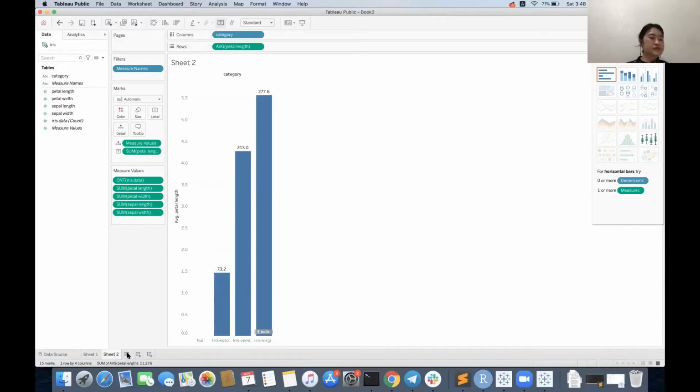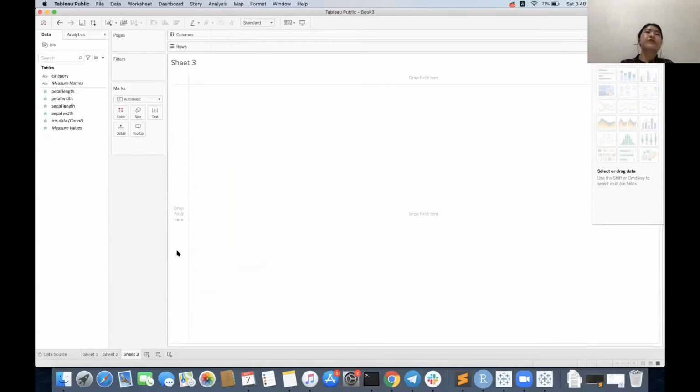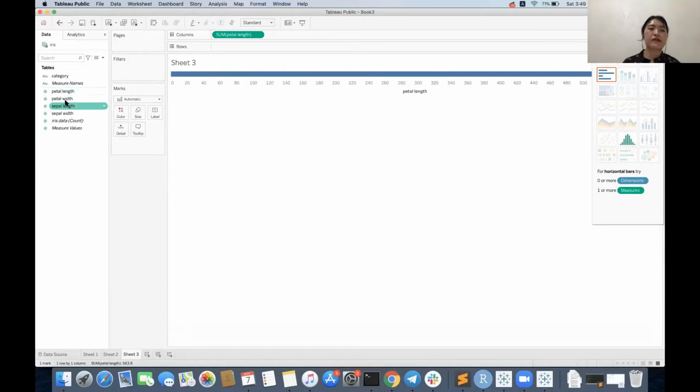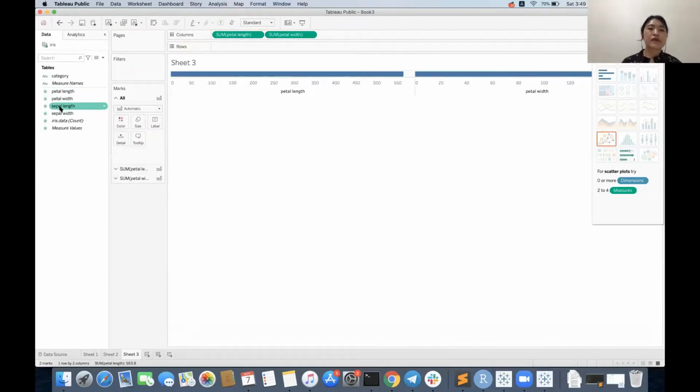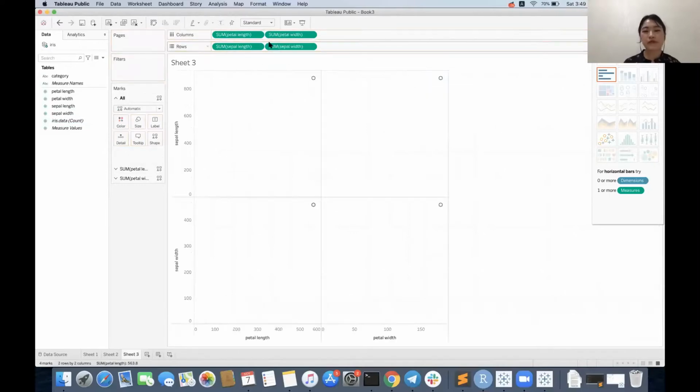Okay. The third chart is how to build a scatter plot. I think scatter plot is a little more difficult than the previous one. For example, if we want to know the relationship between the petal length and the sepal length, and between petal width and the sepal width, we can just put the petal length and the petal width into columns, and then put the sepal length and the sepal width into rows as well. And then let's see, there is only one point, right? It is a little weird.